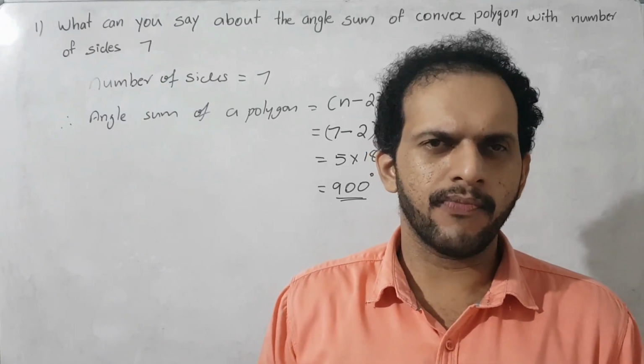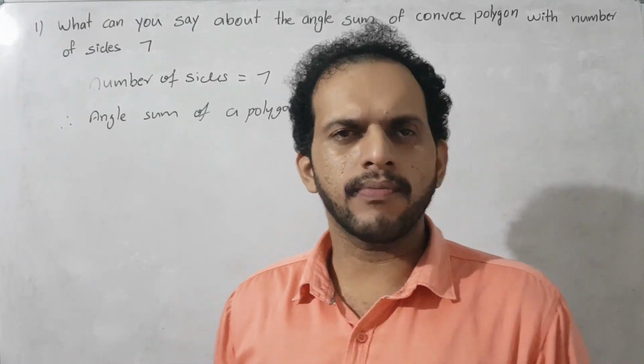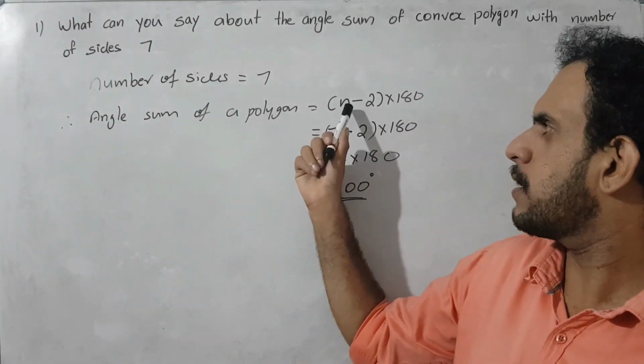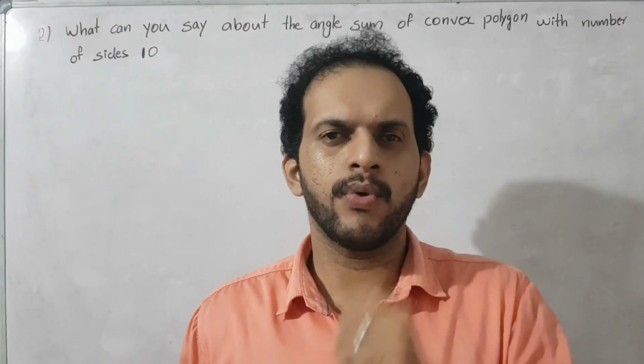Correct? It's a direct one. If you know the number of sides, then it's very easy to find the angle sum of the polygon. You just substitute the value of n. What is the value of n here? The value of n is equal to 7. Okay. We are doing one more question.